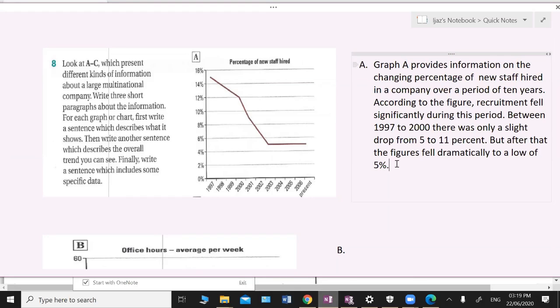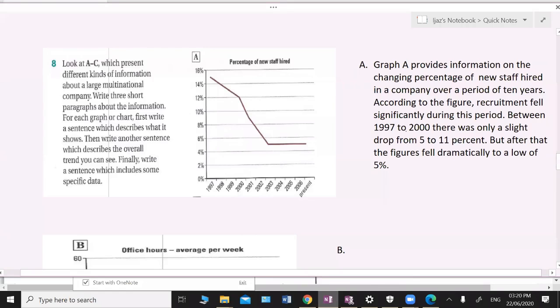We have done that. First is: graph A provides information on the changing percentage of new staff hired in a company over a period of 10 years. This is telling you what this graph is about. Second is the overall discussion, what is discussed. According to the figure, recruitment fell significantly during this period of time. Now this is something specific about one sentence. It says write something specific.